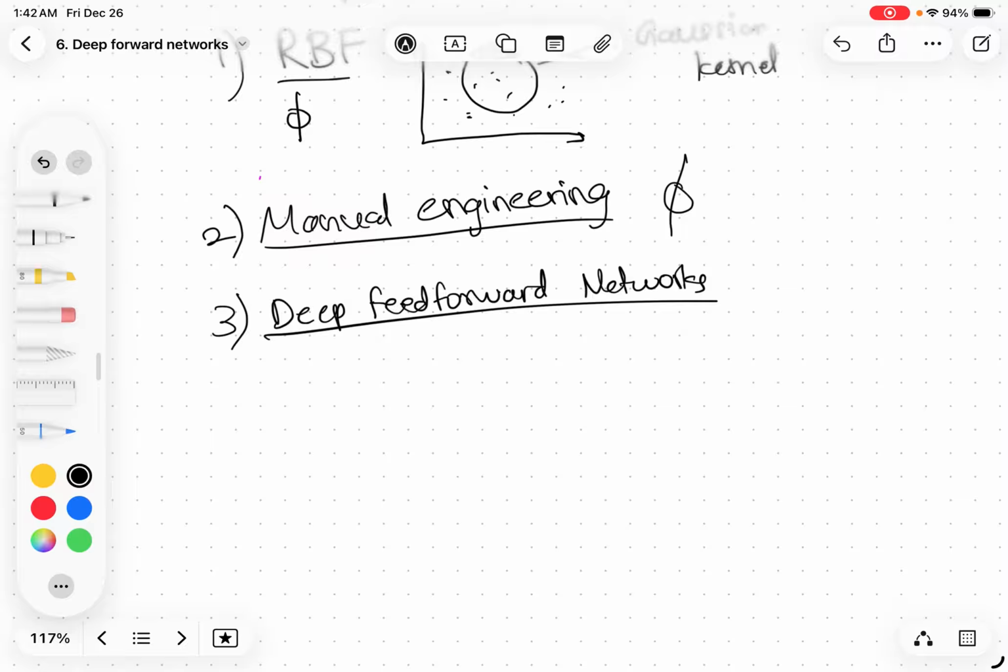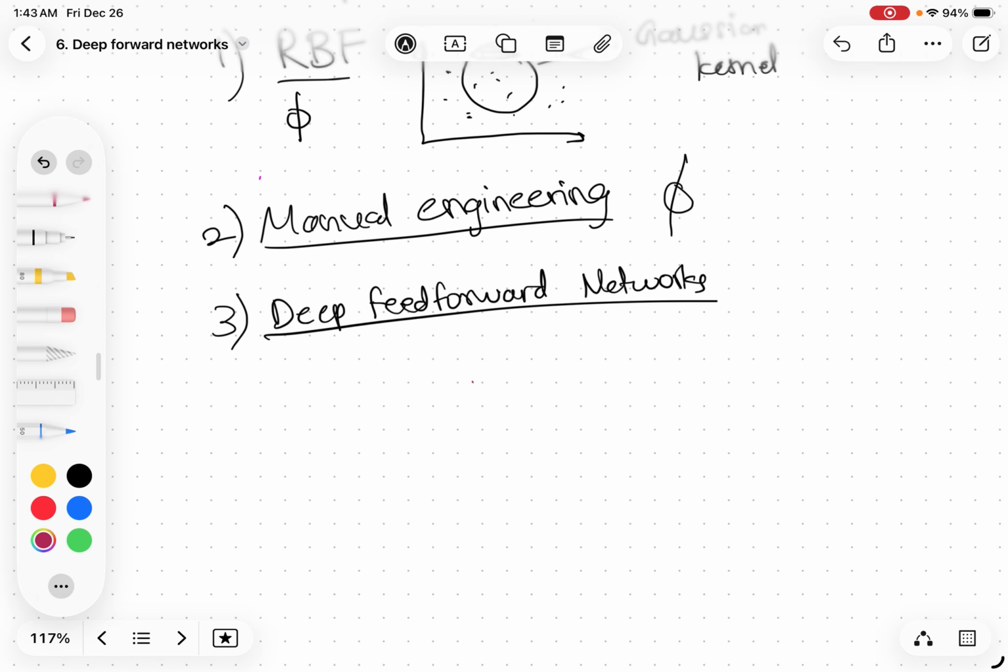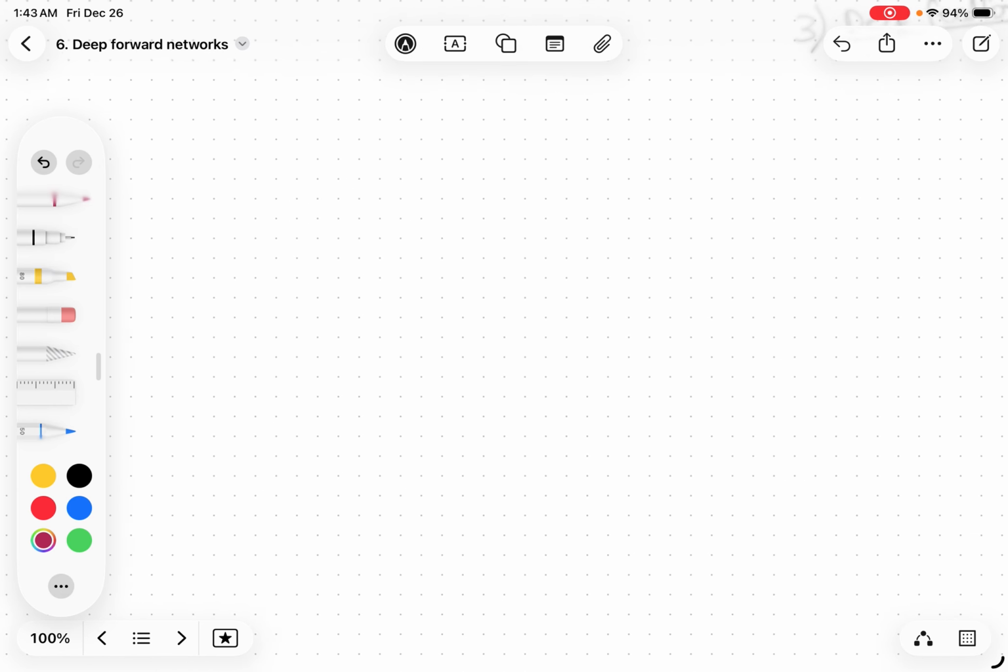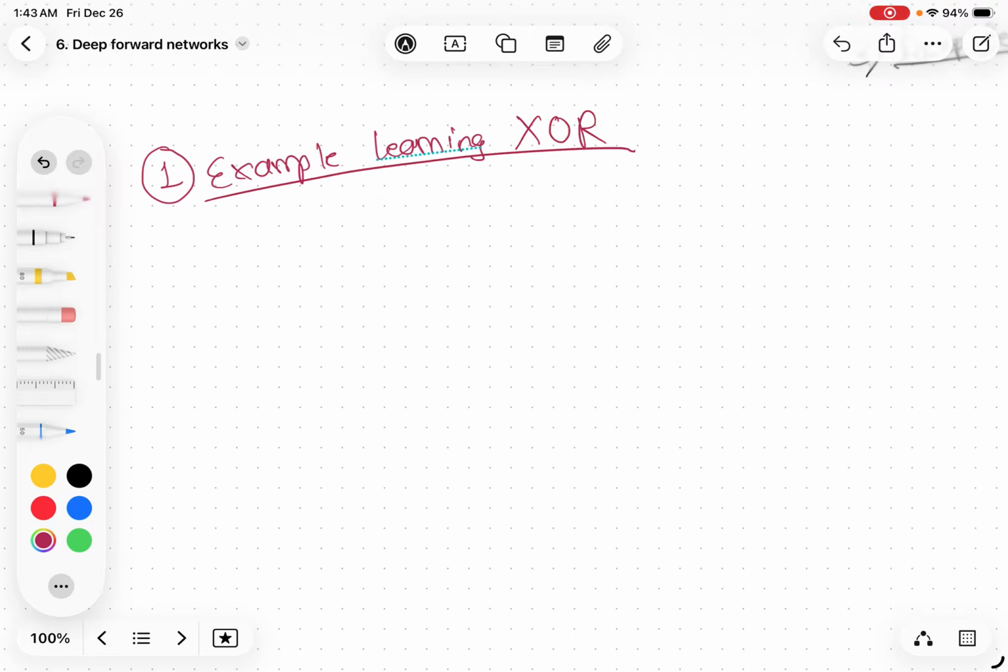And so to get started, let's just use an example. I'm just trying to use this color, which is basically the color of the textbook. So let's take an example of learning XOR.